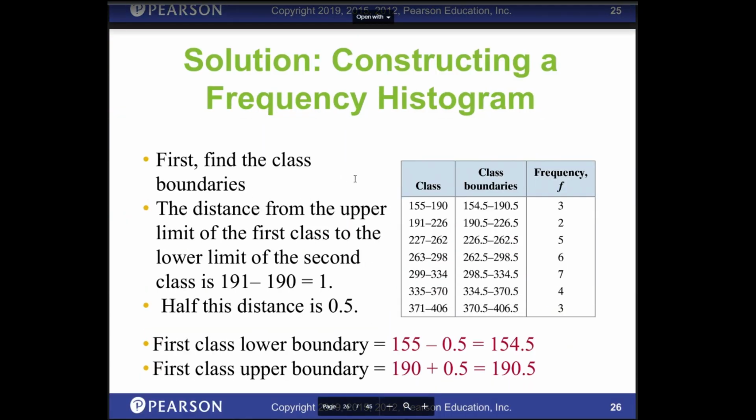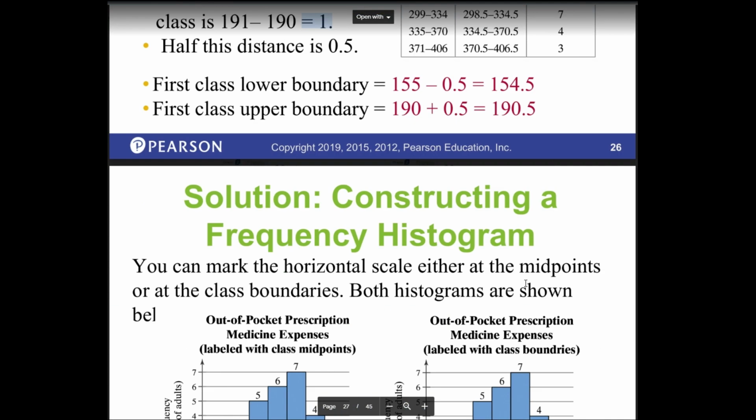First we have to find the class boundaries. The distance from the upper limit of the first class to the lower limit of the second class is 191 minus 190, which equals 1. Half this distance is equal to 0.5. So the first class lower boundary is equal to 155 minus 0.5, which equals 154.5. The first class upper boundary is equal to 190 plus 0.5, which equals 190.5.